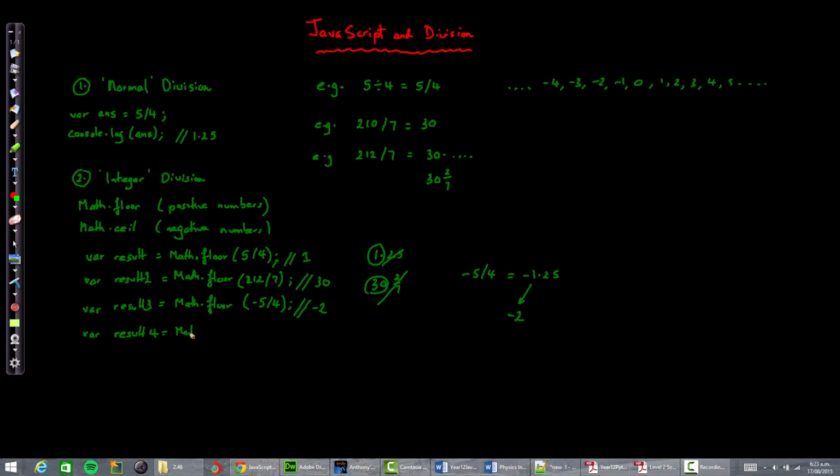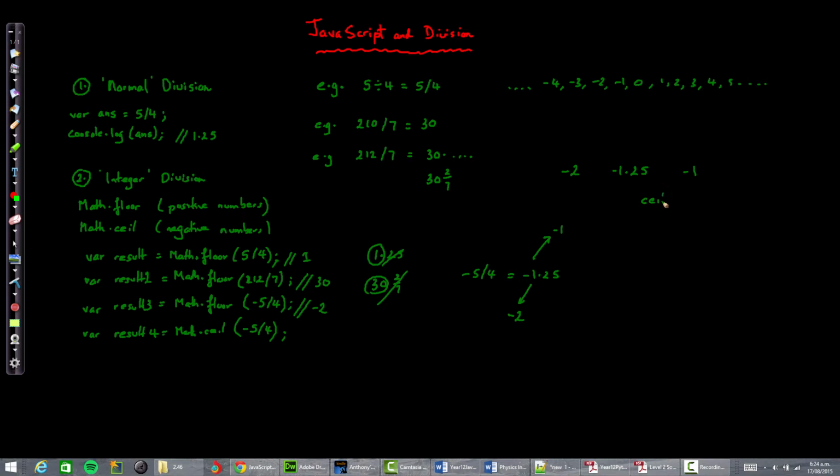So if we go math.ceil and we go -5 divided by 4, okay, well, math.ceil will push it upwards to the nearest integer, which is -1. You think upwards, how can -1 be upwards? Well, if you think about -2, -1.25, and -1, -1 is actually bigger than -1.25.